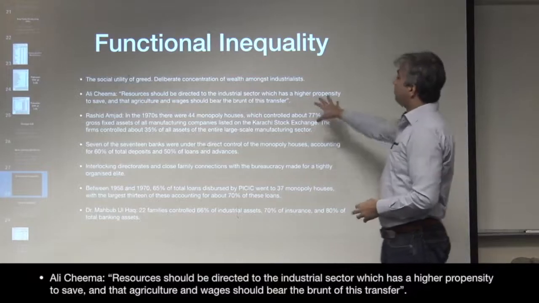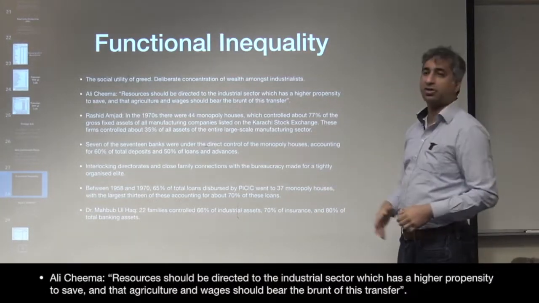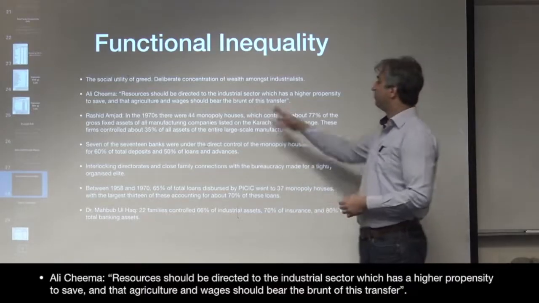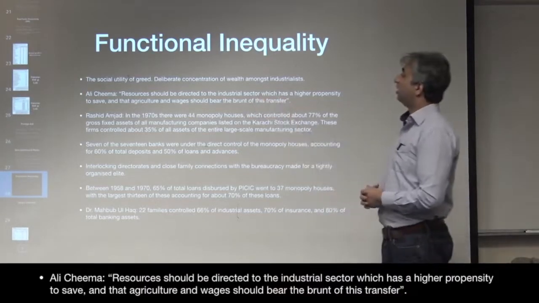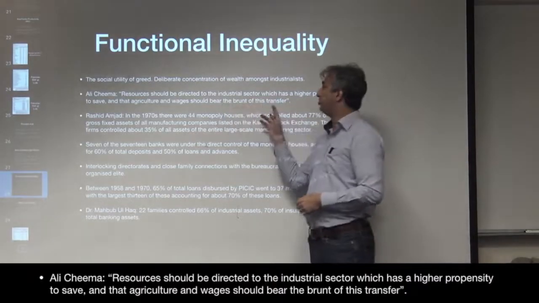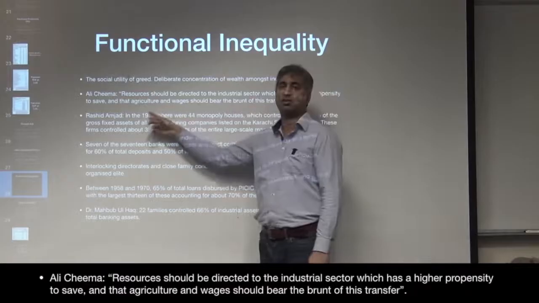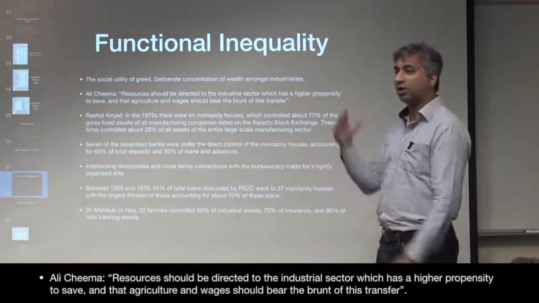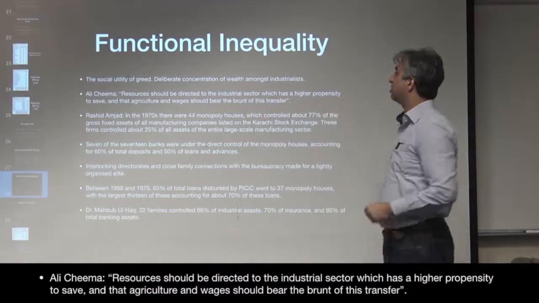So as Ali Chima puts it, resources were directed towards what he calls the industrial sector, let's call it a euphemism for industrialists, because they had a high propensity to save. And agriculture and wages should bear the brunt of this transfer. That means basically peasants and workers. Income was taken away from peasants and workers and focused into industrialists.